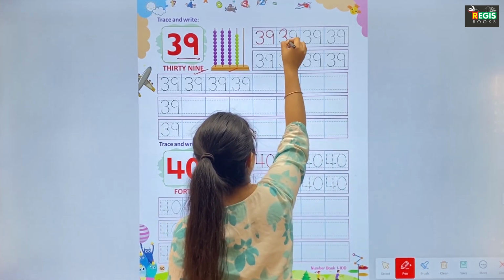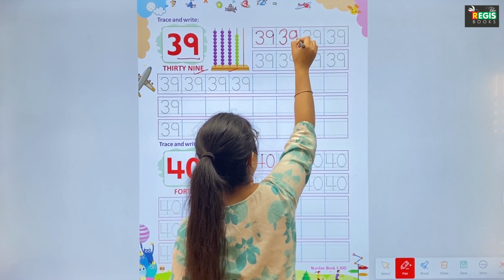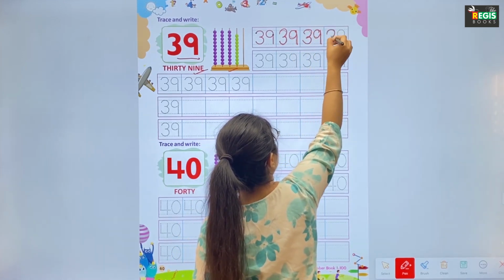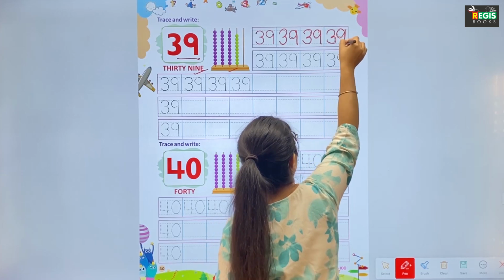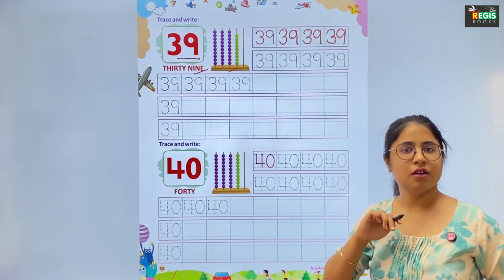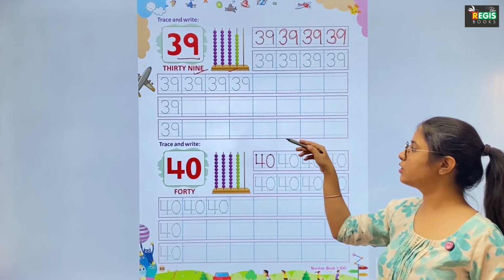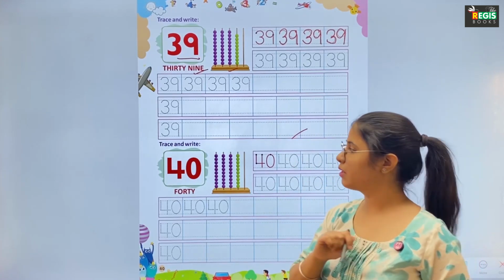First write 3 like this, then write 9. 3, 9, 39. And you have to write the number 39 in the rest of the boxes to practice it.